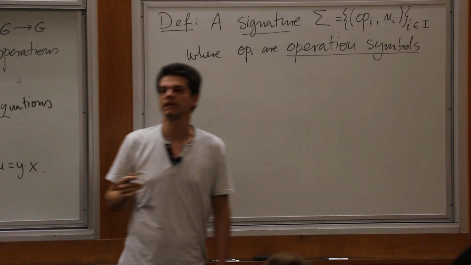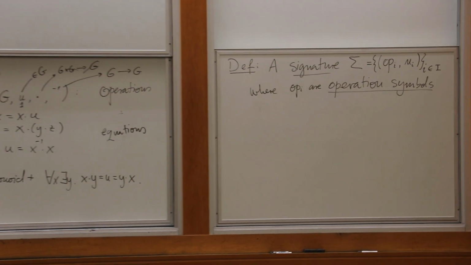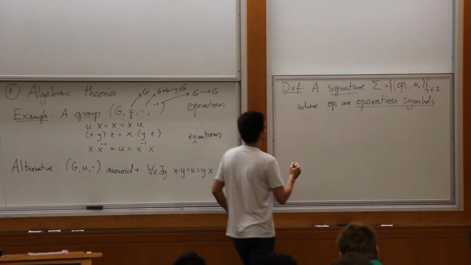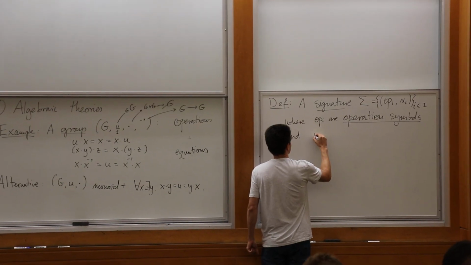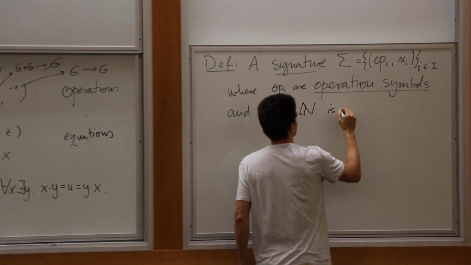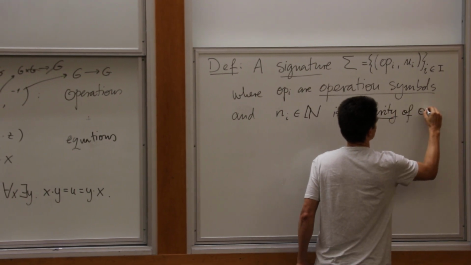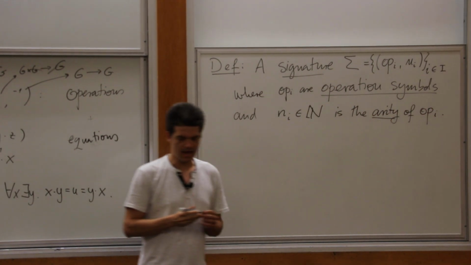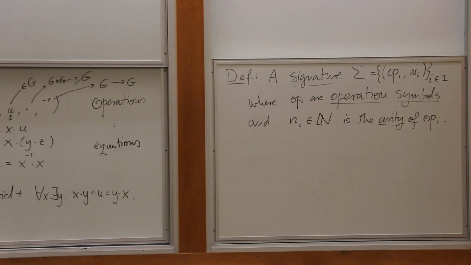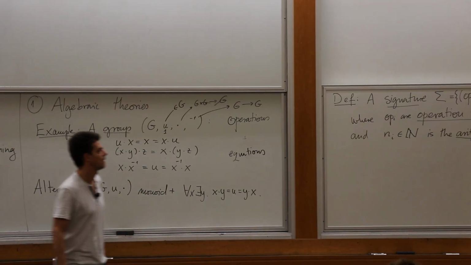Usually they're syntax. Usually there's the symbol plus and the symbol times. But formally speaking, they don't have to be symbols. They can be just anything. Yes? And each of these n i's is a natural number, the arity. We call it the arity of the operation symbol op i. I'll try to be exact and always call it an operation symbol when I have in mind the description of a theory. And then we'll call it an operation when you have a specific group or specific structure in mind.